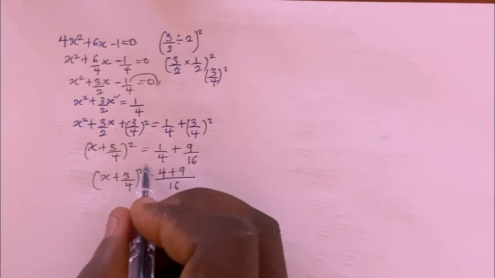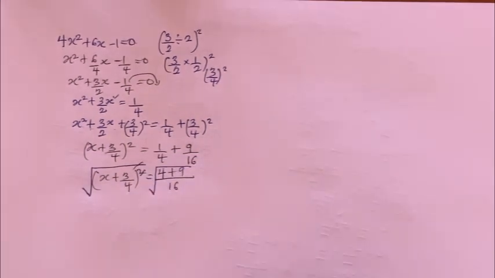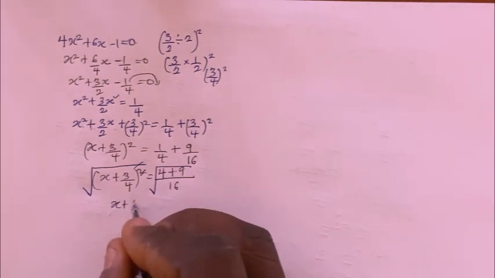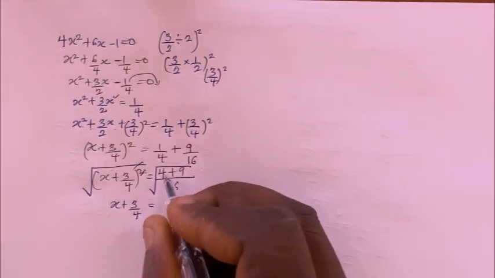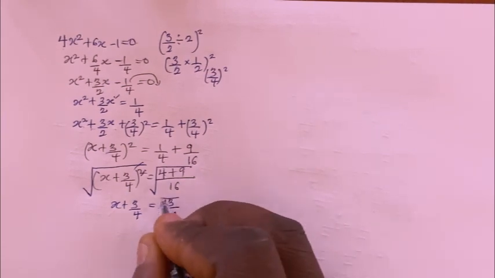If I find the root of both sides, this is going to cancel this, right? Then I'm going to have x plus 3 divided by 4 equals root of 4 plus 9, that's going to give me 13 divided by what? 16. Then I'm having root here.